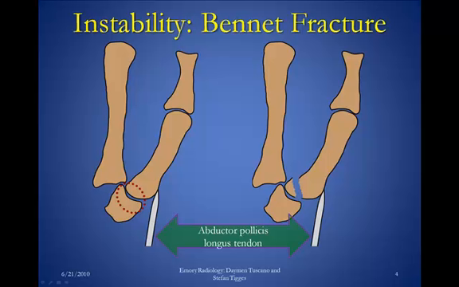Now, the Bennett fracture does that classically, but you can have another type of fracture called the Rolando fracture, where instead of having just two fracture fragments like you have with the Bennett fracture, you have lots of fracture fragments. In other words, you have comminution of the fracture.